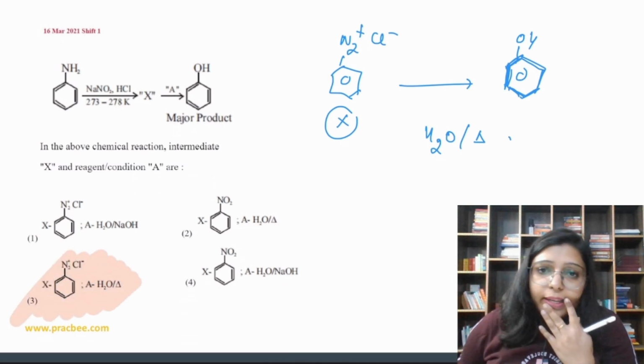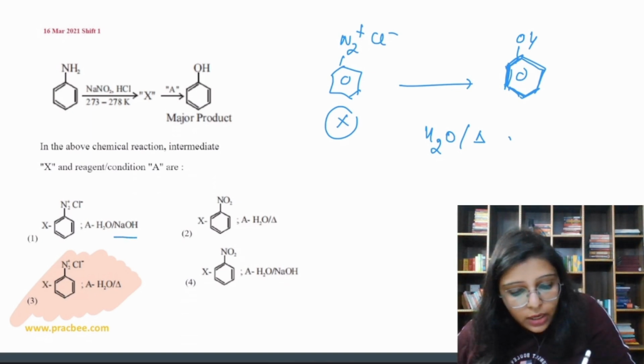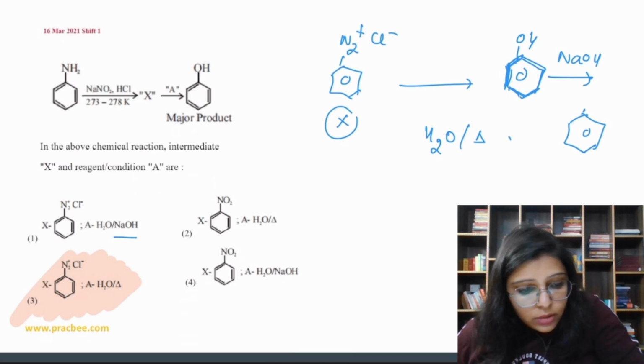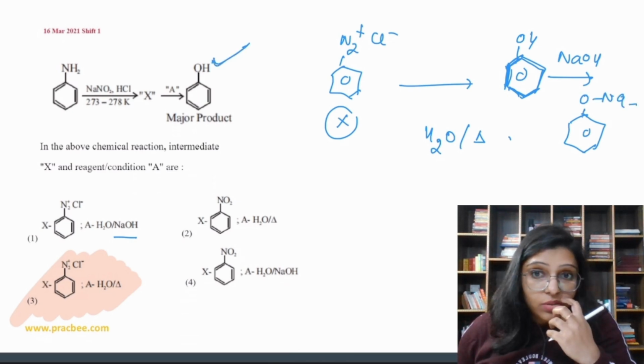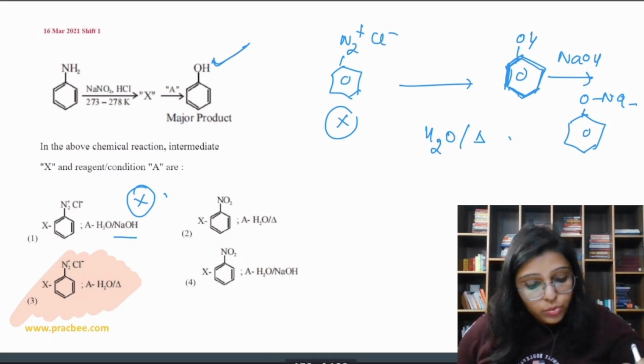Why H2O and heat? Why can you put H2O and heat? If you take H2O and NaOH, first it is converted to OH, and then in the presence of NaOH we get this ONa. But we get this as the major product because of the Dow's process. That's why H2O in the presence of heat. We are not going to use option 1. Okay. Now next question.